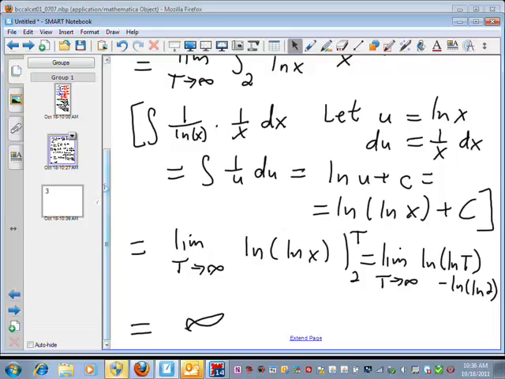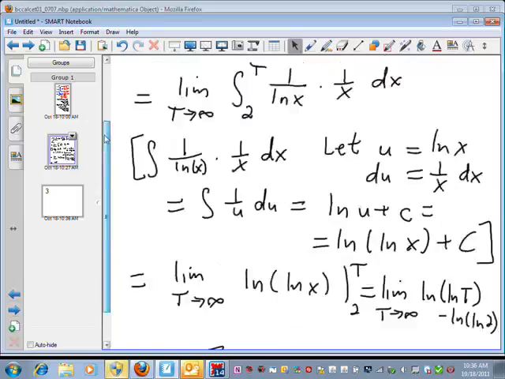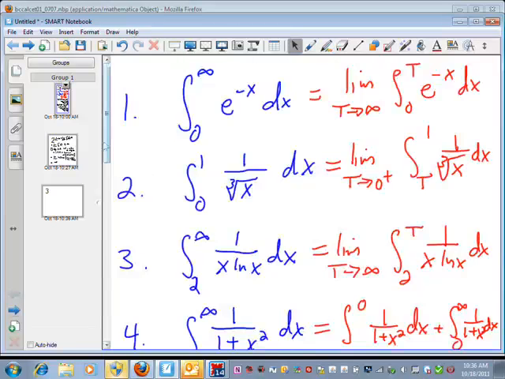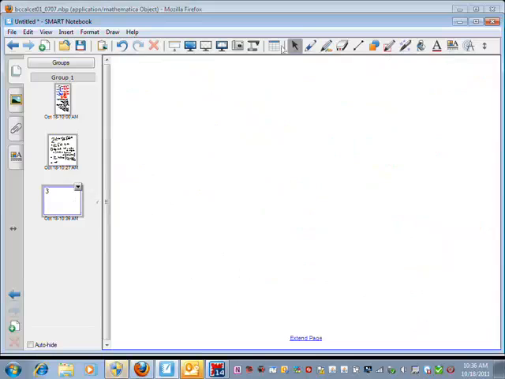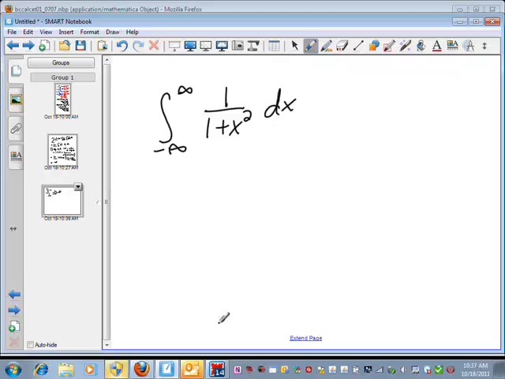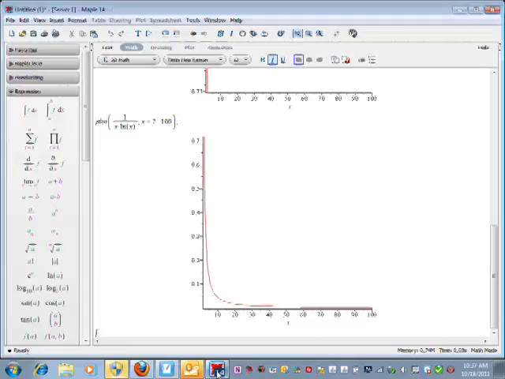All right. We got one left, right? This one. We're going to go from minus infinity to infinity, 1 over 1 plus x squared dx. Now that's the whole real line. That's the whole thing.